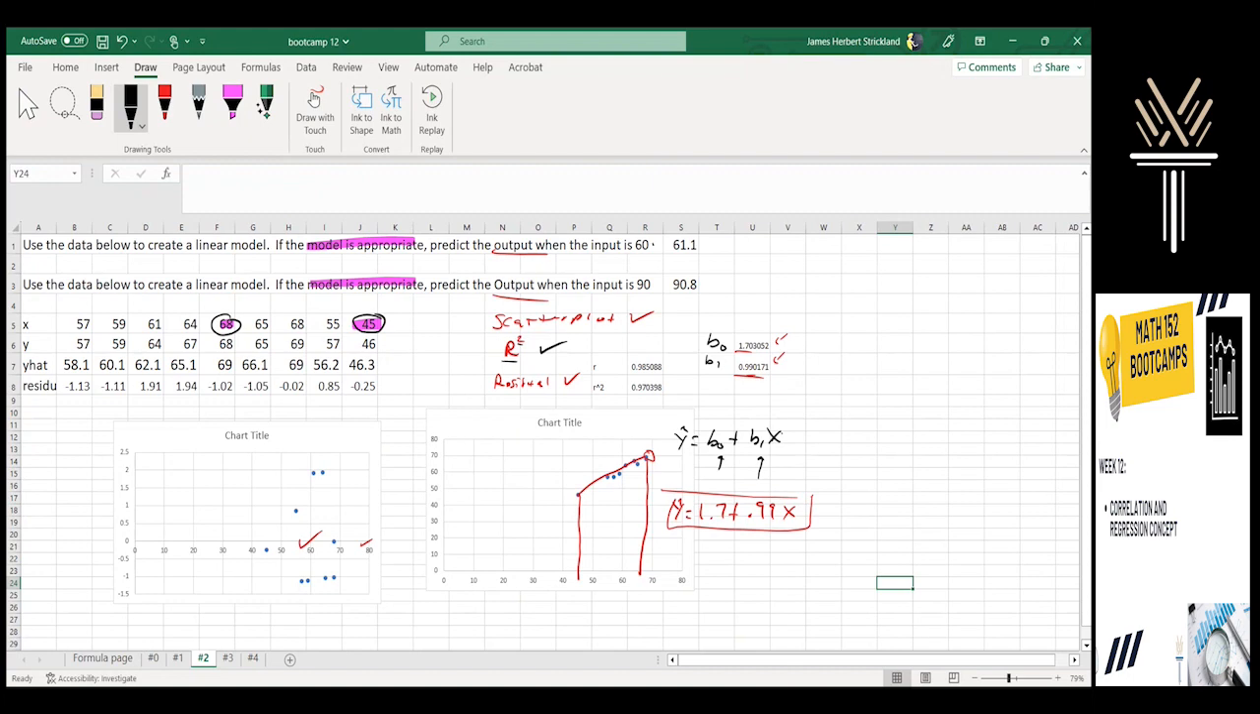Well, 60 meets that requirement, but 90 is too big. That's called extrapolating, and there's a whole different technique for that. So this is bad. You cannot make predictions beyond the scope of your data. So you cannot go beyond 68. You cannot go beyond 45. That's the range of acceptable calculations. So we can calculate anything between 45 and 68, just nothing beyond that range. So even though the model is appropriate, the prediction is not appropriate because it's beyond our scope.